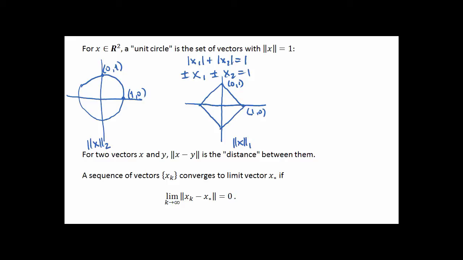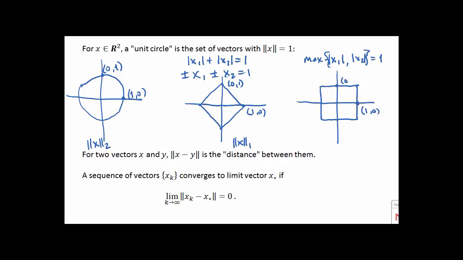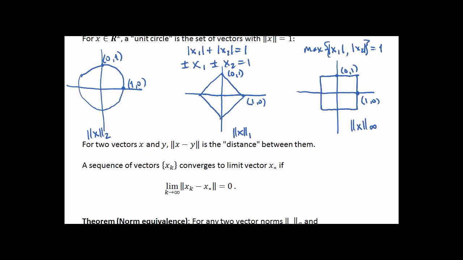And then finally, in the infinity norm, we have that the maximum coordinate value is equal to 1. So that means at least one of the coordinates has to be on the lines plus or minus 1. So we have 3 different unit circles depending on the norm that we choose.